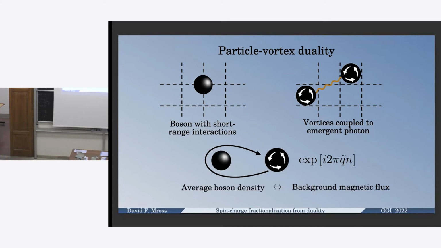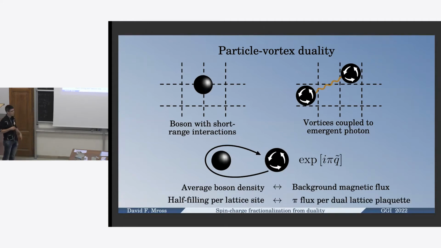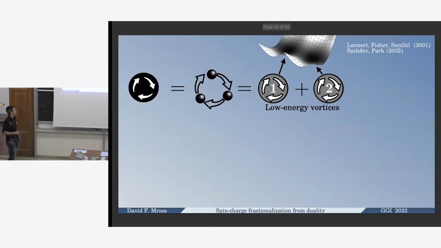So in particular, if the average boson density is non-zero, it is some background field experienced by the vortices. We already heard this at least once today. And specifically, if I'm at half filling, so I have one half boson per lattice site on average, then these vortices experience pi flux. This is a situation which has been studied more than two decades ago. And the key property is that if I have such vortices in such a background, and I write down some band structure, I'm getting two minima for the vortex dispersion. So essentially, if I'm taking the low energy limit of these vortices, I'm getting two species, one here and one here.